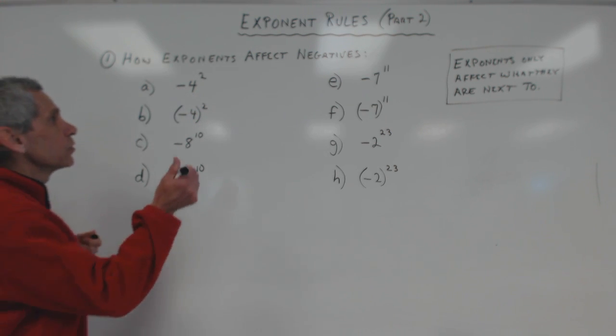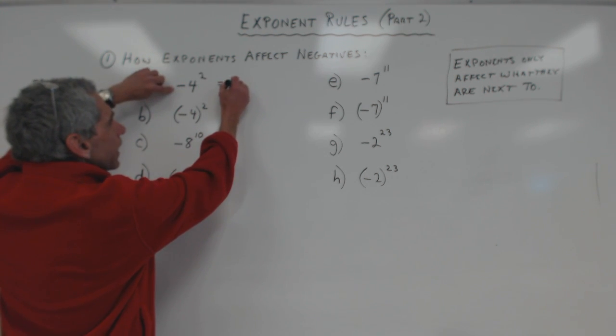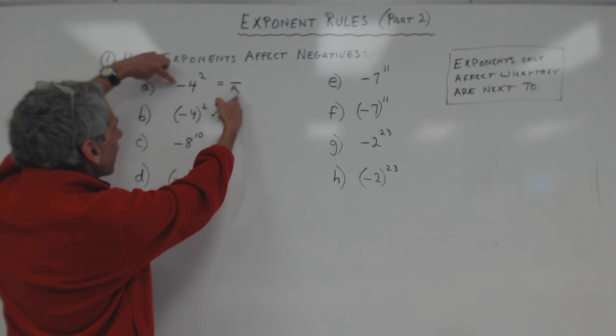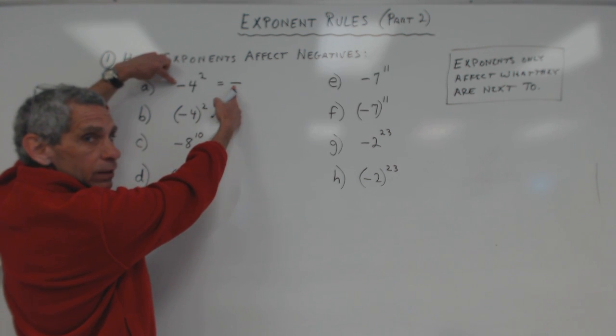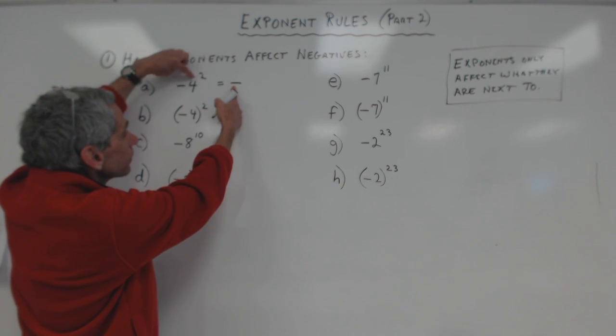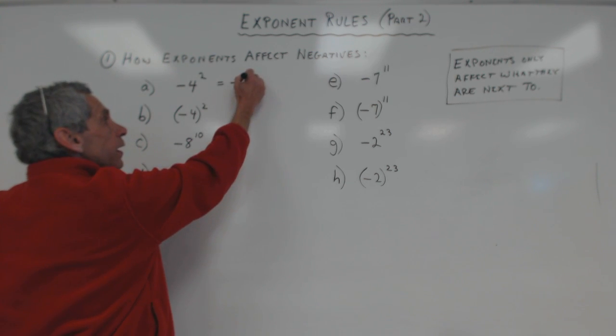Does that make sense? So what that means is I'm going to have to put the negative, because the exponent does not affect the negative. It only affects the 4. So I've got to keep the negative there. You with me? This is really important. And then what's 4 squared? 4 times 4. 16. Right? 16.